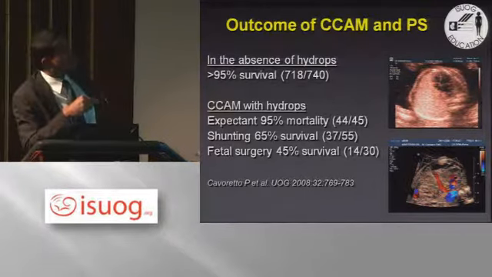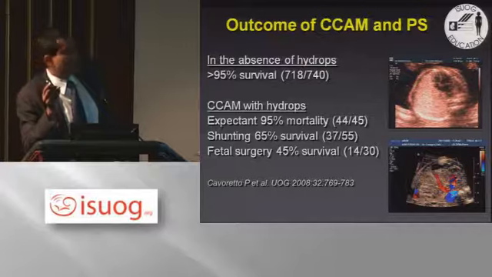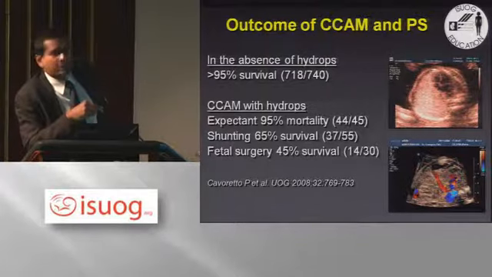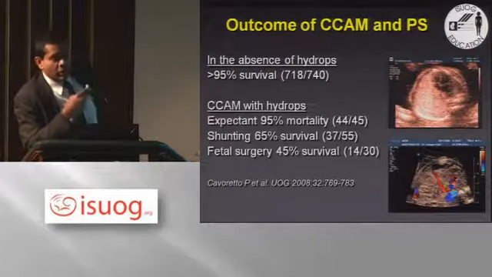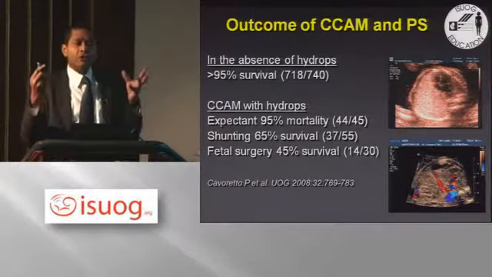In the absence of hydrops, out of a large case series, greater than 95% survival. And that is our individual experience with these cases as well. However, CCAM with hydrops, unfortunately, has a very high mortality. You'll be pleased to see that usually 5% or less will have hydrops. And that only should occur in these unusual tumours which are bilateral and large.